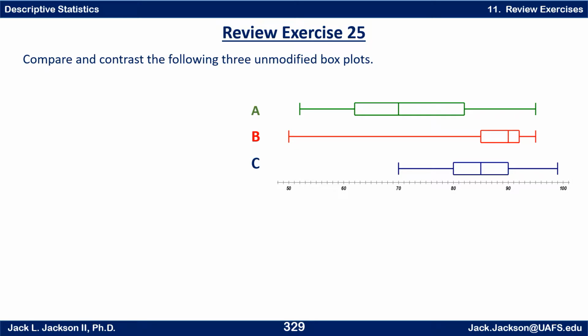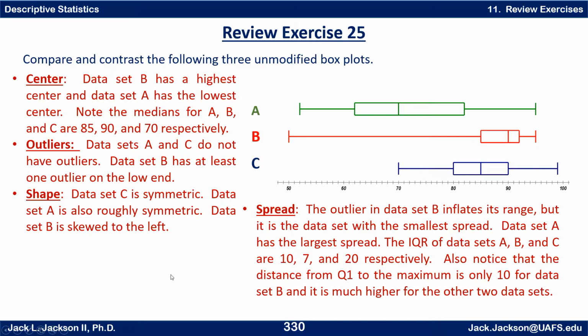Compare and contrast the following unmodified box plots for data sets A, B, and C. Press pause now. Well, let's talk about some of these different characteristics. Let's talk about center. We see that the red one, B, the one in the middle, is the highest center, and the lowest is A, with C being somewhere in the middle. We can tell that from the median here being much higher than this median here. So the median on B is higher than the median for C, which in turn is higher than the median for A.